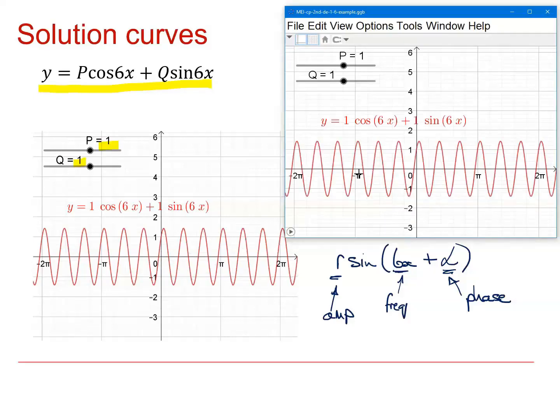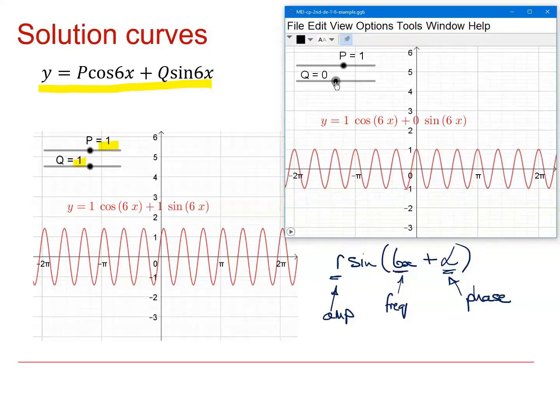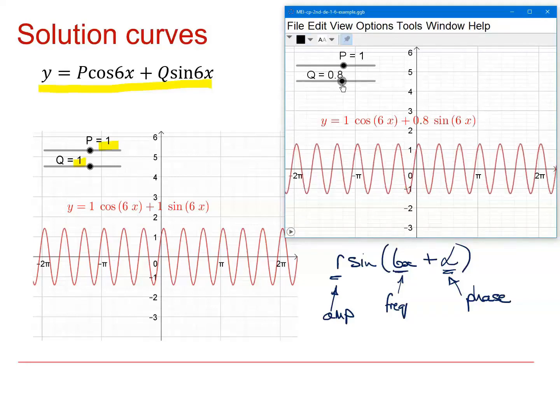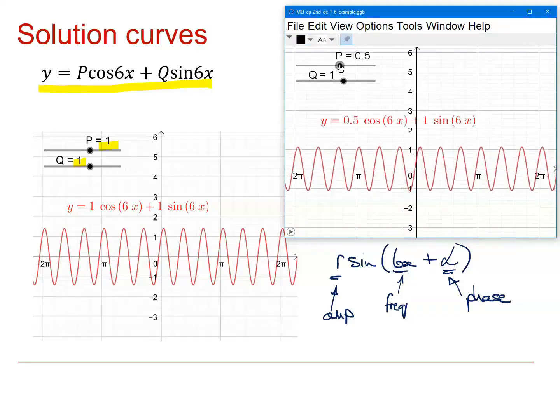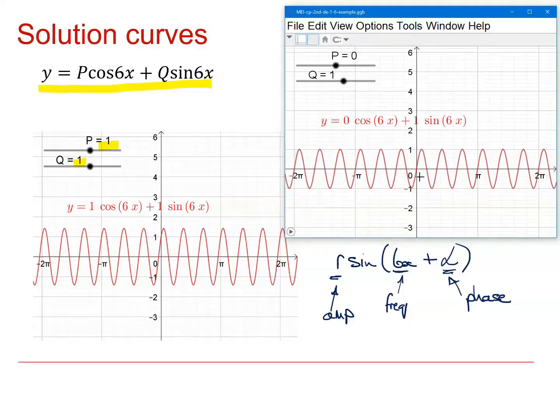Okay, let's have a look at a dynamic plot here of that solution. First thing is, if I take Q down to 0, you'll see we do get just a cosine curve. It starts at the top here and oscillates 6 times over the range 0 to 2 pi. And similarly, if I push that back to where it started and bring this down to 0, you'll see I do just get a sine curve. It starts at 0, 0 and executes a classic sine wave 6 times over 0 to 2 pi.